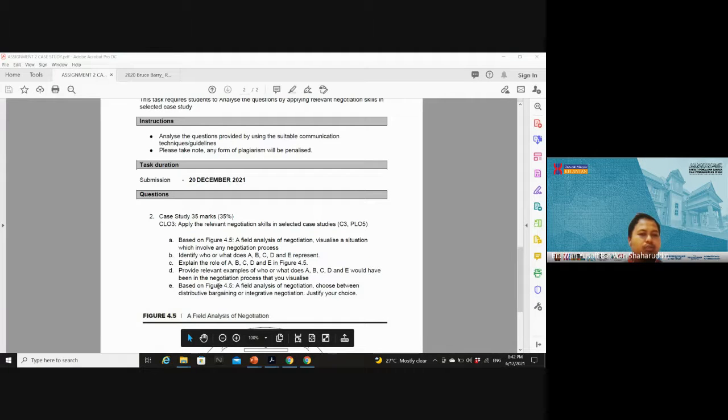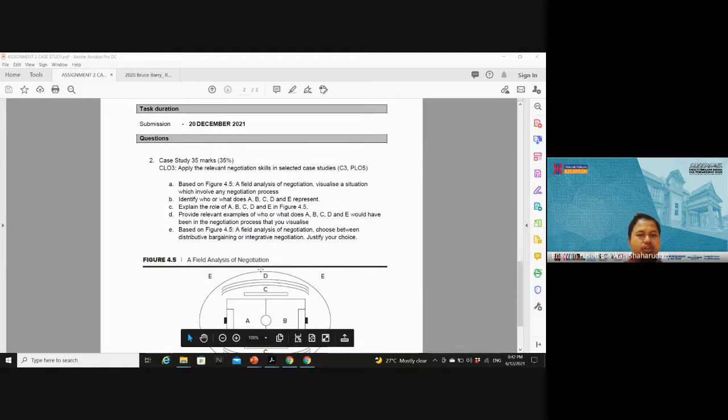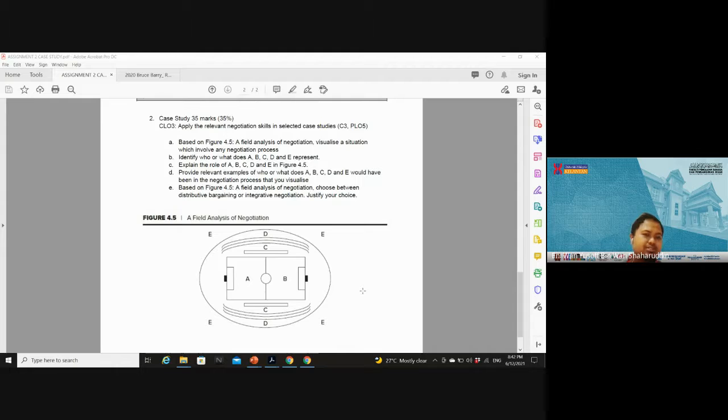All right, so you have a few questions that you need to answer based on this field analysis of negotiation. This was taught during our lecture on the negotiation process. Based on Figure 4.5, a field analysis of negotiation, you will have to come up with a situation which involves a negotiation process. You can use a situation that has already happened to you based on your experience, or you can make up any form of negotiation process that you can think of.